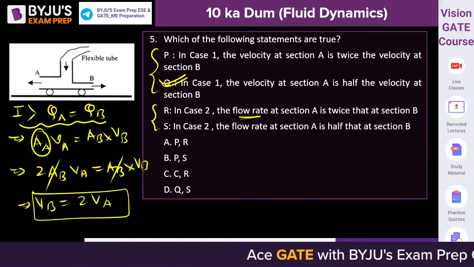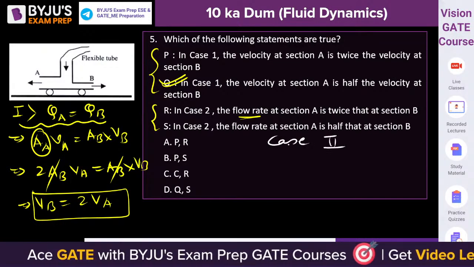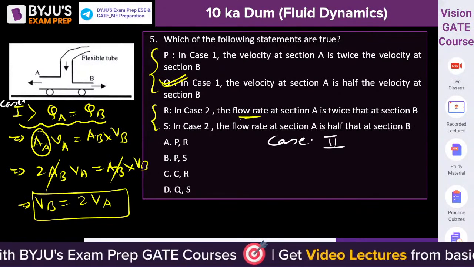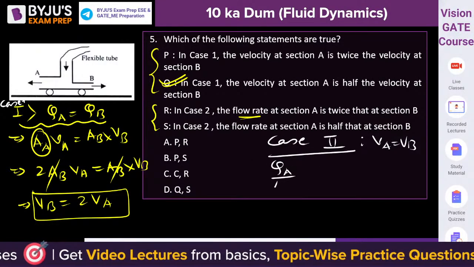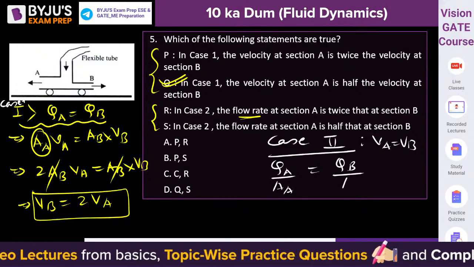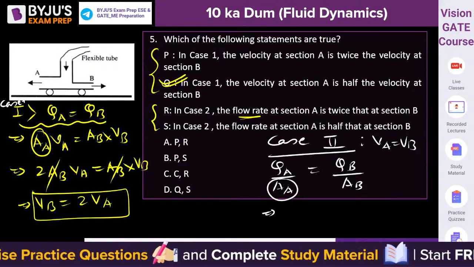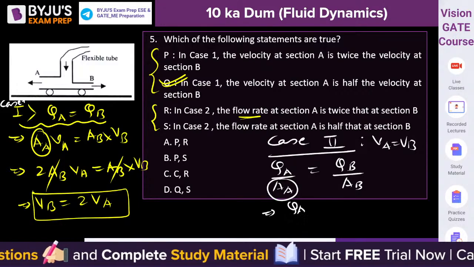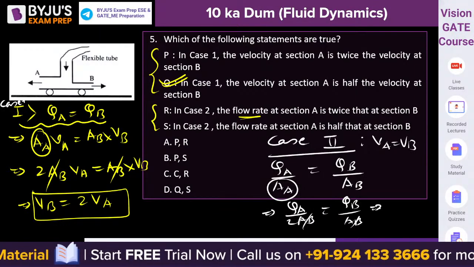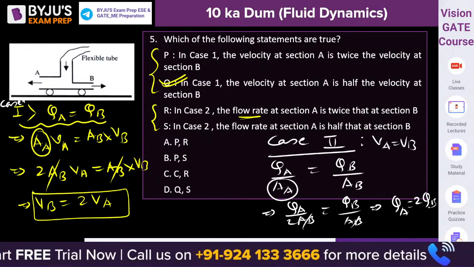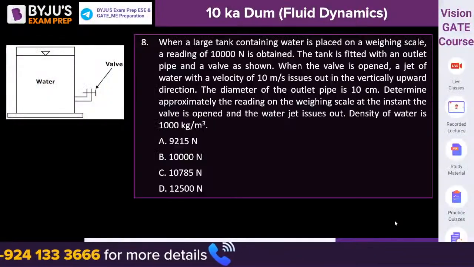Now let us talk about the flow rate in case 2. Do you understand? This was case 1. This is case 2. In case 2, VA is given as equal to VB. So what is VA? That is QA by AA, equal to VB, QB by AB. What is AA? That is twice of AB. Area at A is twice of AB in both the cases. So QA upon twice of AB is equal to QB upon AB. AB gets cancelled out. So we can say QA is equal to twice of QB.